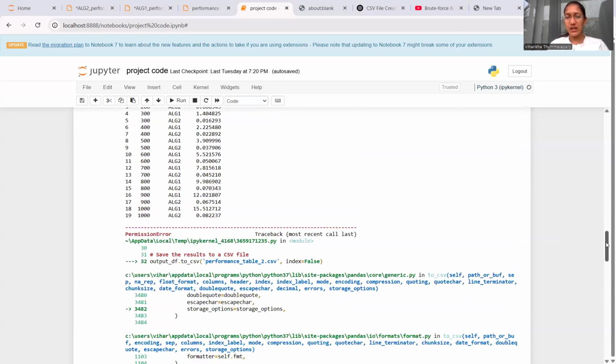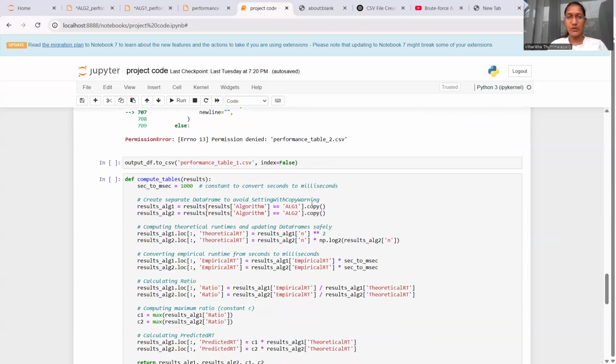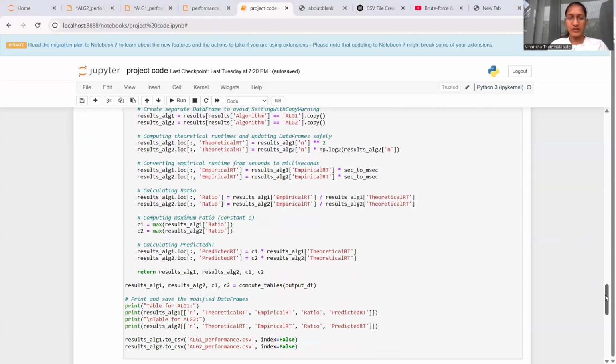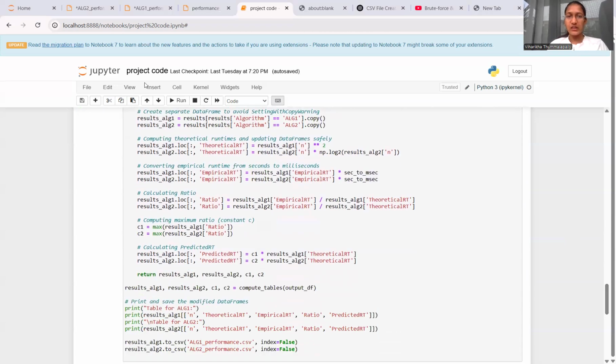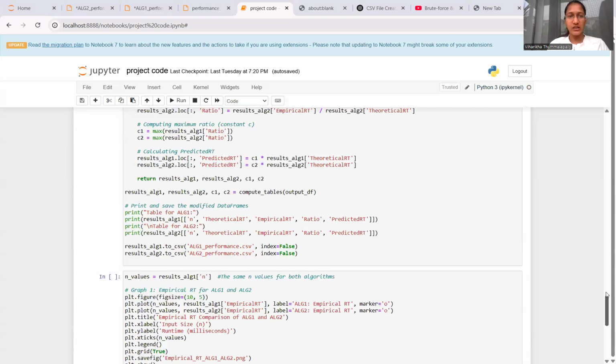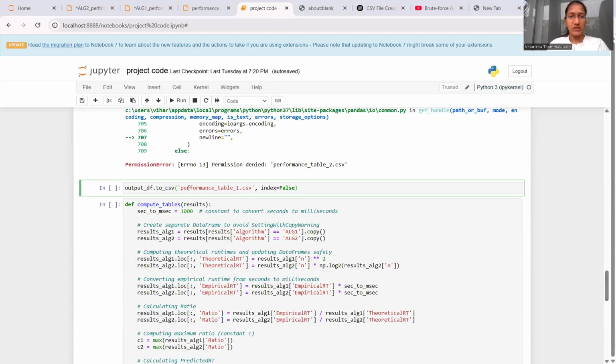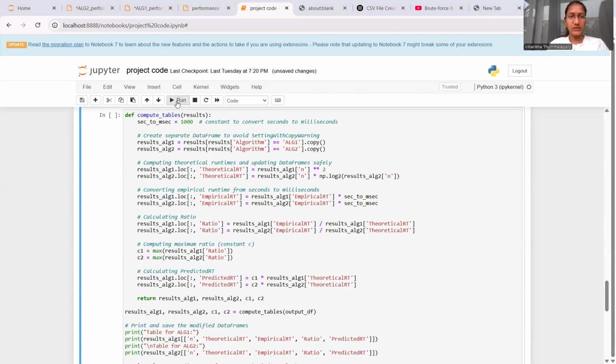Sorry for this. I already have the table, so I have stored it in the table one. I am storing this data in the CSV file by using pandas, and you can also see here I am taking the theoretical runtime, empirical runtime, and ratio of these two algorithms. I'll show you clearly. Okay, it's running.